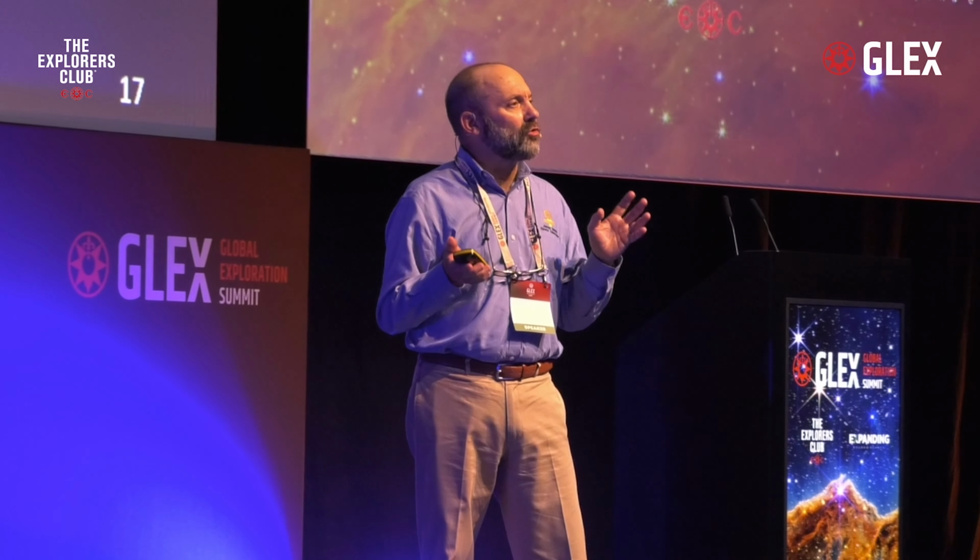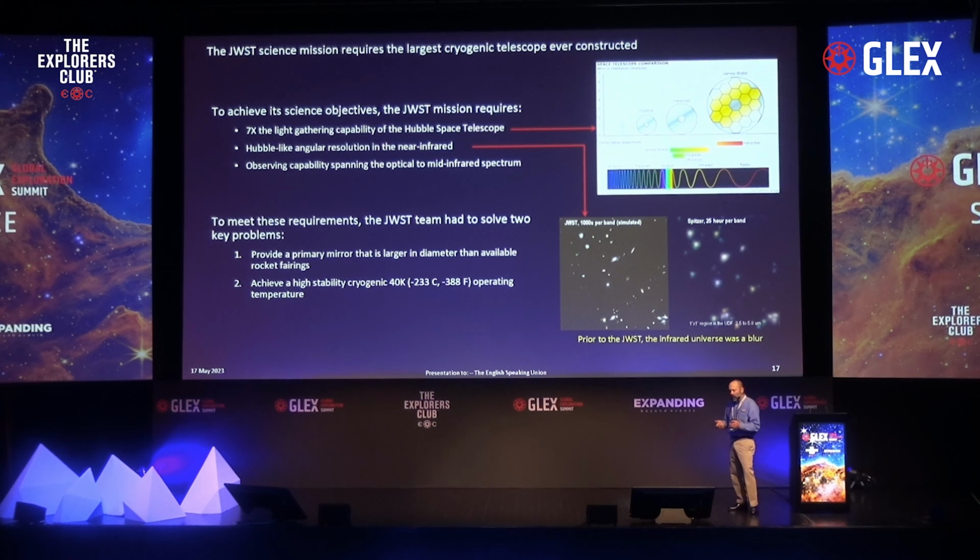When we realized those 3 things, we then realized that we had 2 enormous problems that almost stopped the project dead in its tracks. To get 7 times the light gathering capacity of the Hubble Space Telescope, we needed a mirror that was bigger in diameter than the biggest rocket. That was problem number 1.